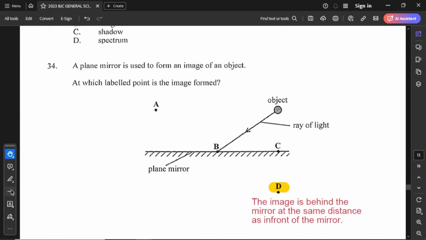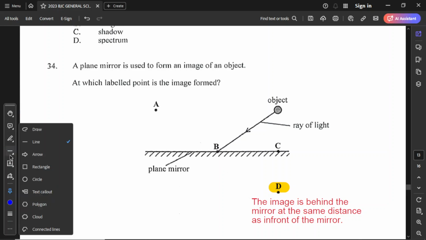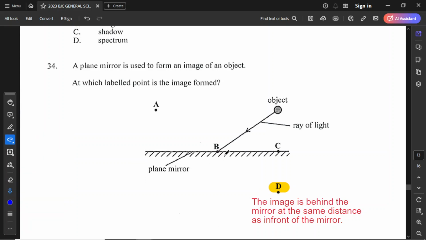I should have drawn this line. Let me see if I could put that in real quick. The line should be coming from B all the way into D. All right, that's not happening there. I'm not sure what's going on. But anyway, a line should be drawn from B all the way into D. All right, that worked. This will be a straight line, so that will show the reflection right there.